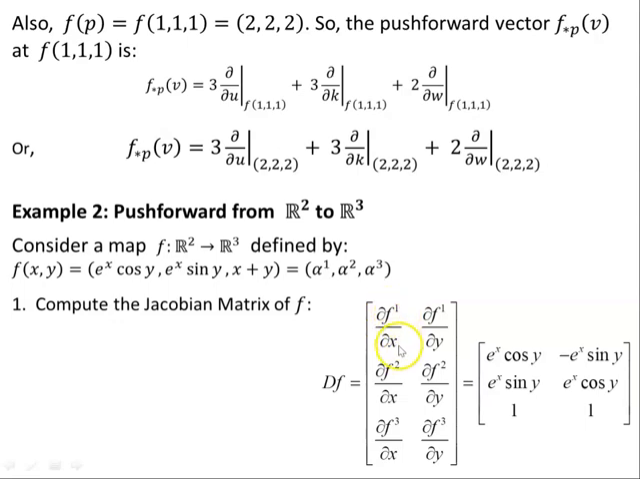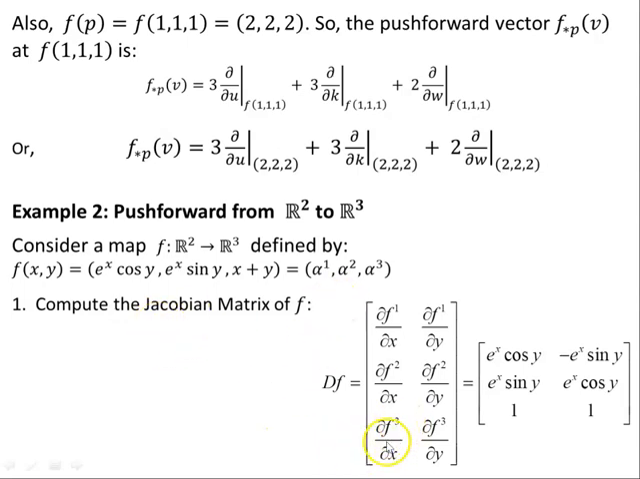Okay, so we have partial f1 partial x, partial f1 partial y, partial f2 partial x, partial f2 partial y, partial f3 partial x, partial f3 partial y. And when we do that, the partial of f1 with respect to x, the derivative with respect to x, is just going to be e to the x times cos y. The partial of f1 with respect to y, if we differentiate with respect to y, this becomes minus sine y. So we have minus e to the x sine y.